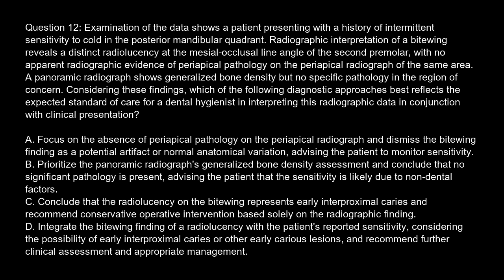Option B. Prioritize the panoramic radiograph's generalized bone density assessment and conclude that no significant pathology is present, advising the patient that the sensitivity is likely due to non-dental factors. Option C. Conclude that the radiolucency on the bitewing represents early interproximal caries and recommend conservative operative intervention based solely on the radiographic finding. Option D. Integrate the bitewing finding of a radiolucency with the patient's reported sensitivity, considering the possibility of early interproximal caries or other early carious lesions, and recommend further clinical assessment and appropriate management.